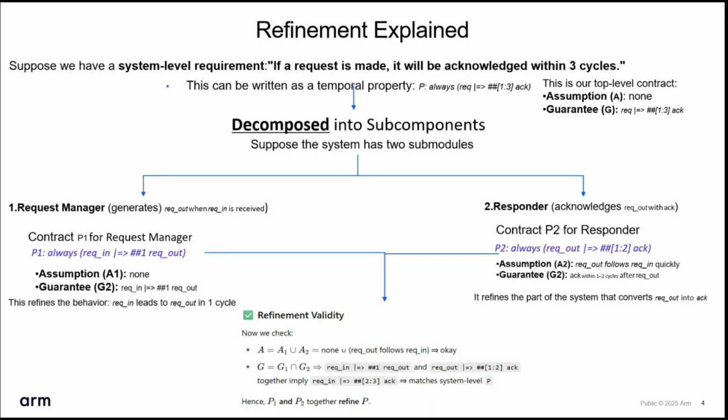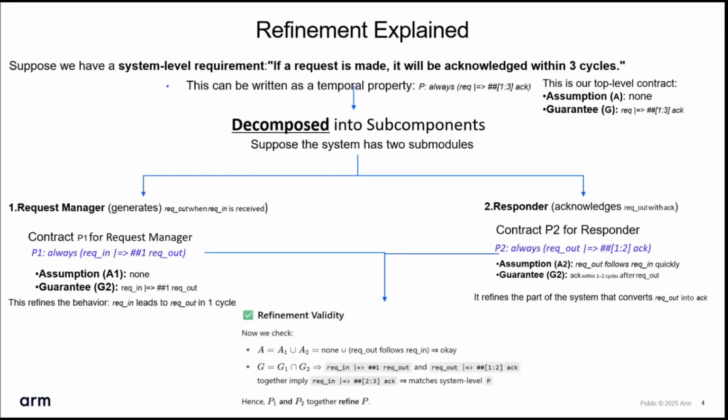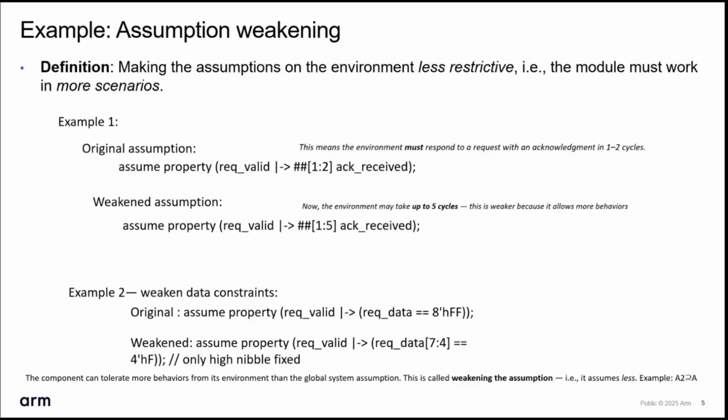That is by refinement validity, wherein we say that the system level assumption is a combination of the component level assumptions, which are A1 and A2 in this case, and the guarantees are the intersection of G1 and G2. As the previous slide shows, the component level assumptions are actually weakening assumptions, because as we move down to the component, we weaken the assumed behavior. That is explained in this slide.